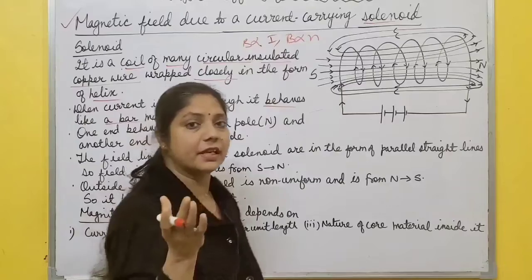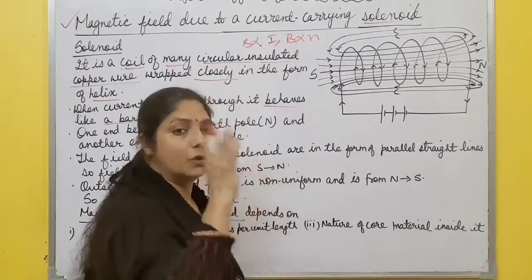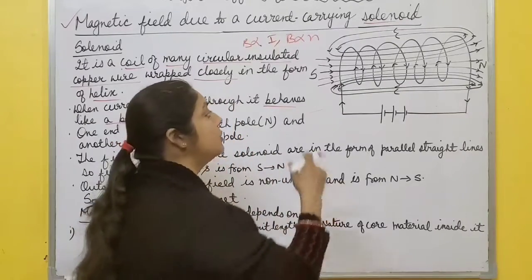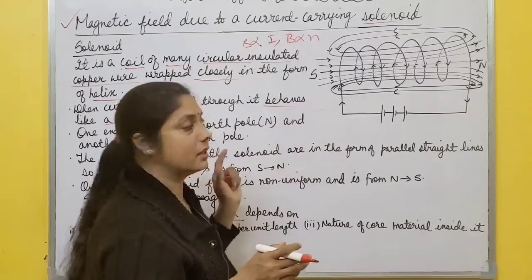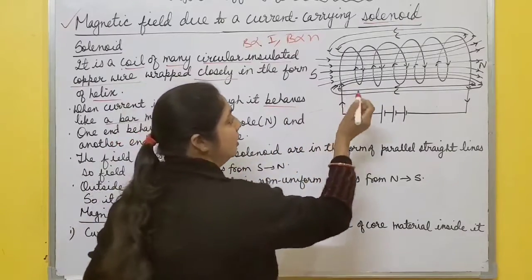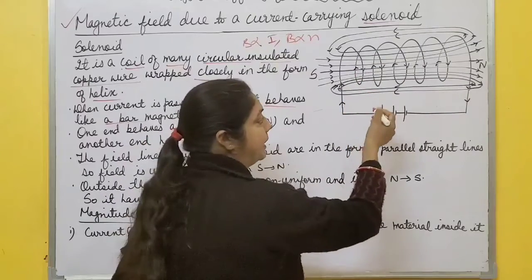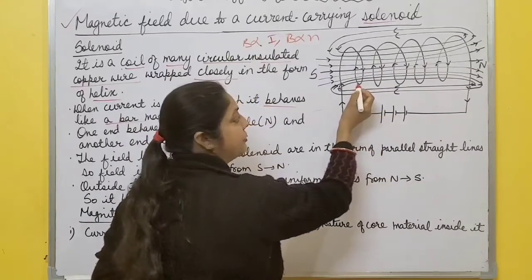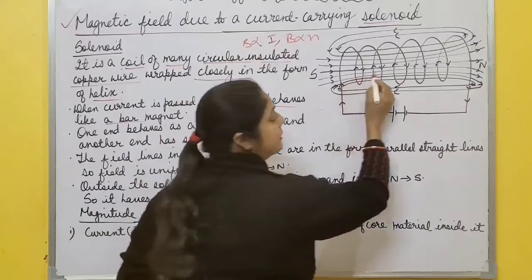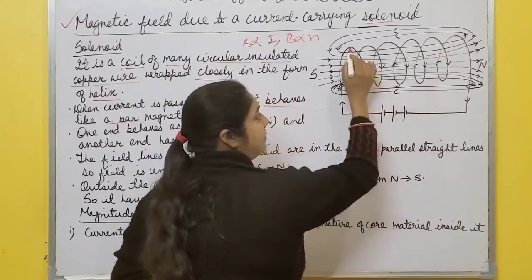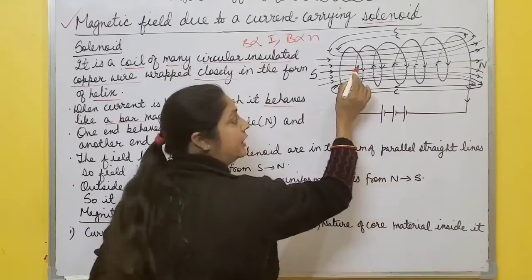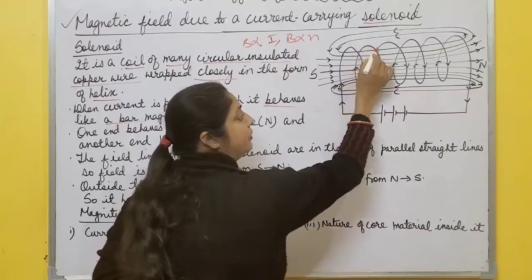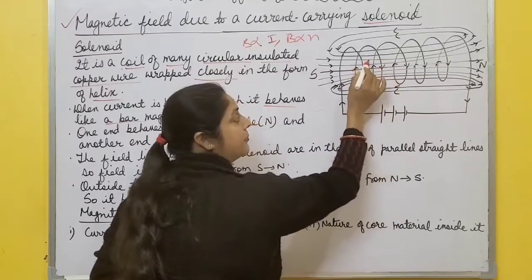And if it behaves like a bar magnet, it means it has a north pole and a south pole, right? So how do you find the direction? Which one is the north pole? Which one is the south pole? Here also you have to apply the rule at different points. When you find the magnetic field lines, it is like this. In one part, current is flowing in the downward direction. In another part, current is flowing in the upward direction. Then again in one part downward, in one part upward.